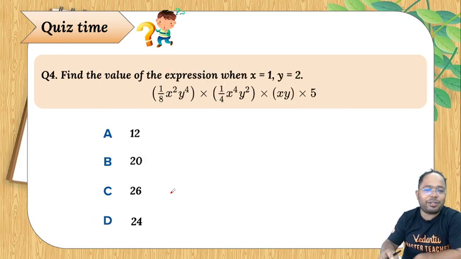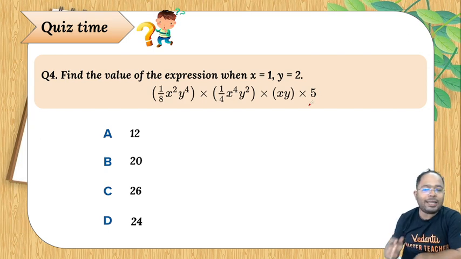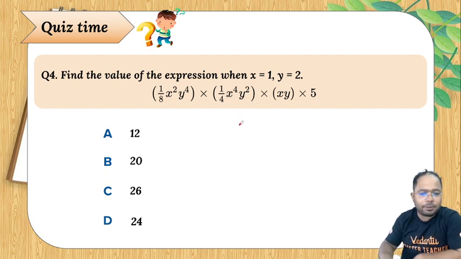Let's move on to the next question. Find the value of the expression when x equal to 1 and y equal to 2. The expression is 1 by 8 x to the power 2 y to the power 4, 1 by 4 x to the power 4 y to the power 2 into xy into 5. These are the elementary level questions for 5 and 6. There are a lot of questions of higher level also, but right now we are practicing the questions for level 4, that's for 5th and 6th grade. So come on students, let's do this question and let's look forward for the answer.